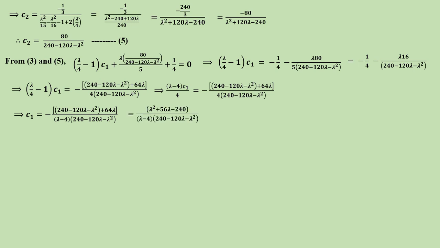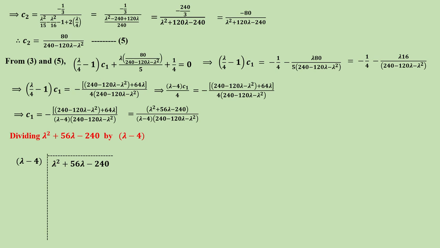So lambda square, in the numerator simplifying, right? Lambda square, so minus 120 lambda plus 64 lambda. So you will get plus 56 lambda minus 240 divided by lambda minus 4 into 240 minus 120 lambda minus lambda square. So dividing lambda square plus 56 lambda minus 240 by lambda minus 4, using algebraic division, right? So taking lambda square plus 56 lambda minus 240, divided by lambda minus 4.